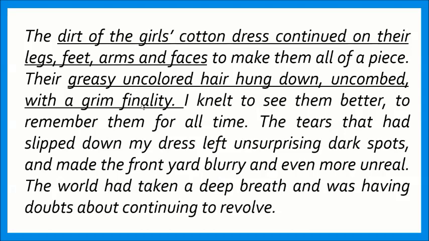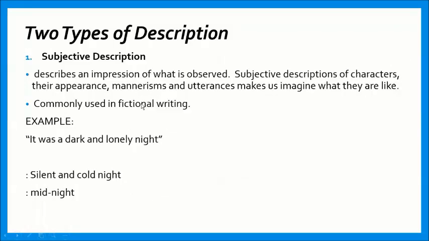So, there are two types of description that you may use in writing, and it applies to specific forms of writing. So the first one is subjective description. It describes an impression of what is observed. Commonly, this is applied in fictional writing. For instance, you are writing a novel or a short story or a literary piece, you may use this subjective description.